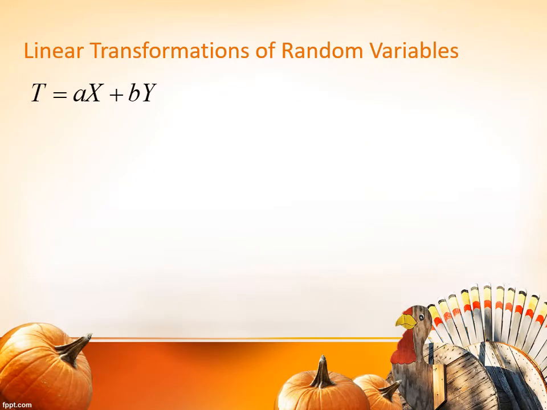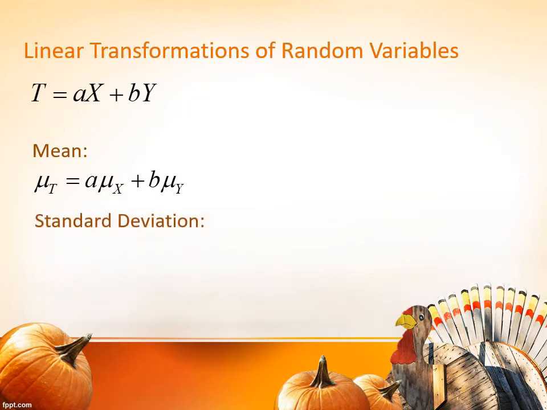So now the question becomes, what happens if we multiply each of our variables by something and then try to total them? So we're transforming and we're adding random variables. The mean is kind of just what you think it would be. To get the mean of our total, we're going to multiply our x variable's mean by its constant and then add the y variable's constant multiplied by its mean. The standard deviation, however, is very different.